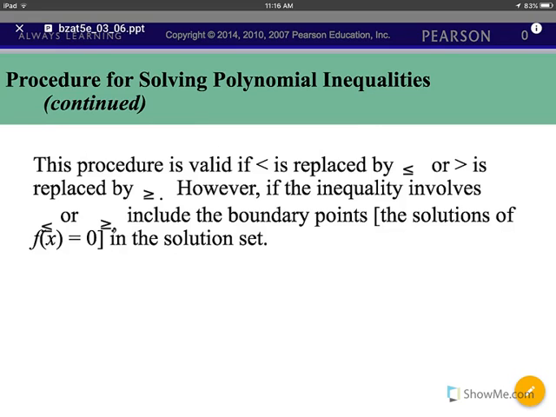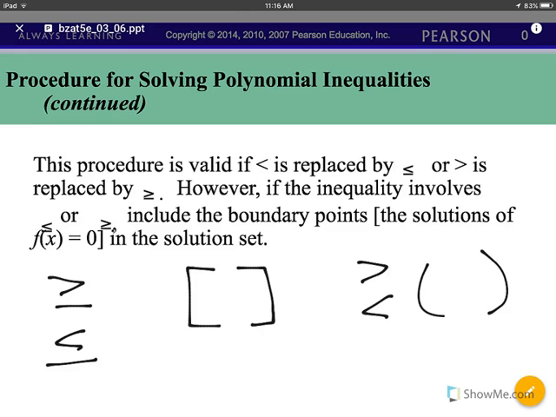Now, this next slide just says that this procedure is not only valid for greater than or less than, but it's also valid for greater than or equal to, as well as less than or equal to. But we also must pay close attention to our boundary points, because if it's greater than or less than, we're just using parentheses, whereas if it's greater than or equal to or less than or equal to, we're using the brackets. Whereas if it's greater than or less than, we use parentheses, okay?